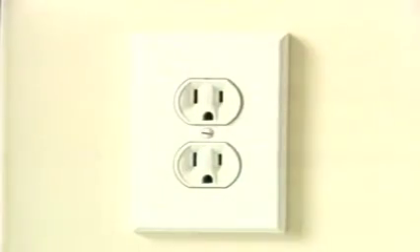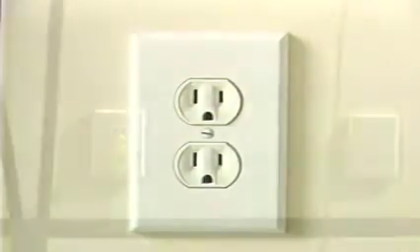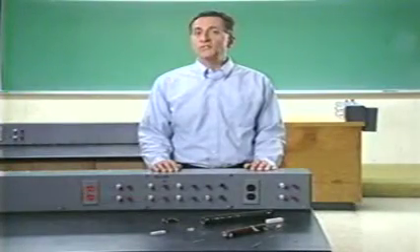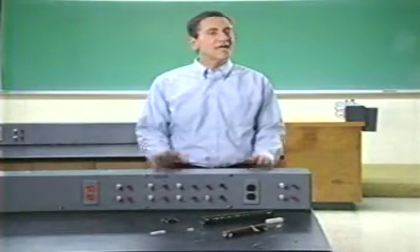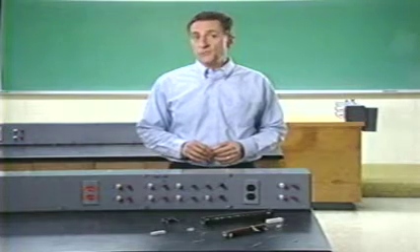A standard receptacle outlet contains voltage or potential between the 2 main conductors, but there is no current flow until the circuit is completed by connecting a device that allows current to flow. The ohm is the unit of resistance to current flow. Resistance hinders the flow of electrons through the circuit.